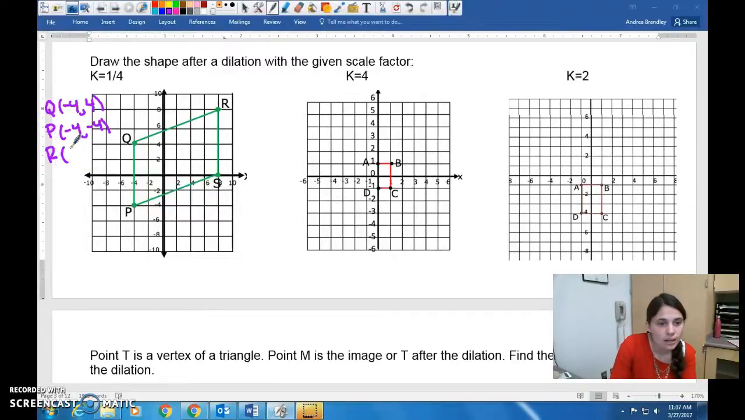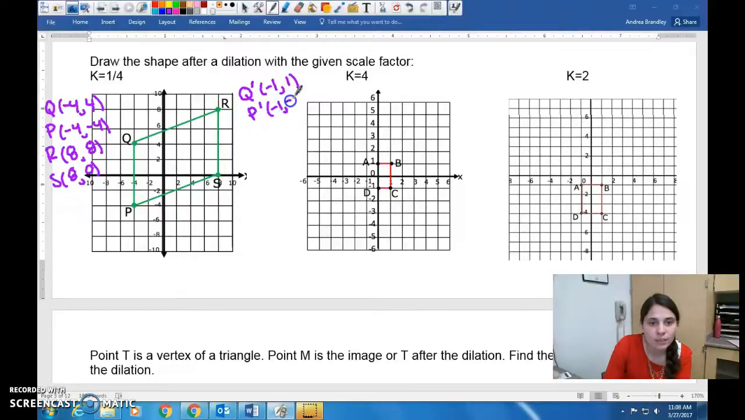R is at 8, 8. S is at 8, 0. And then when I list my new points after the dilation, I'm going to put an apostrophe right here, and this is said Q prime. So I've got to multiply each of these by 1/4. So -4 times 1/4 is -1. 4 times 1/4 is 1. P prime becomes -1, -1. R prime, 8 times 1/4 is 2. So this becomes 2, and 0 times 1/4 is 0.